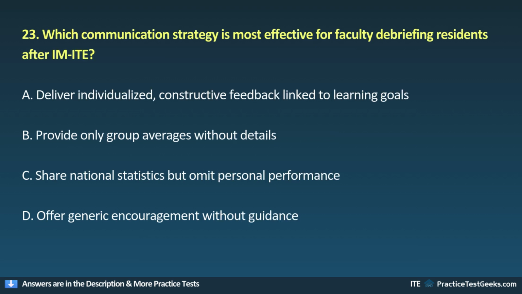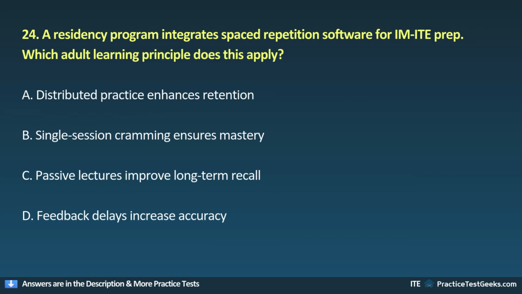23. Which communication strategy is most effective for faculty debriefing residents after IMIT? A. Deliver individualized, constructive feedback linked to learning goals. B. Provide only group averages without details. C. Share national statistics but omit personal performance. D. Offer generic encouragement without guidance.